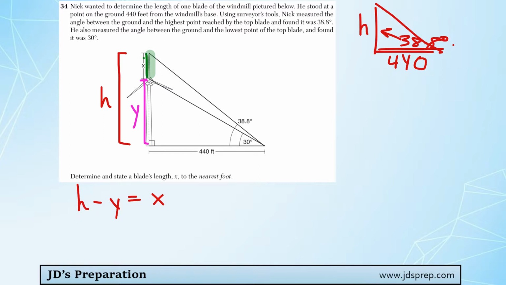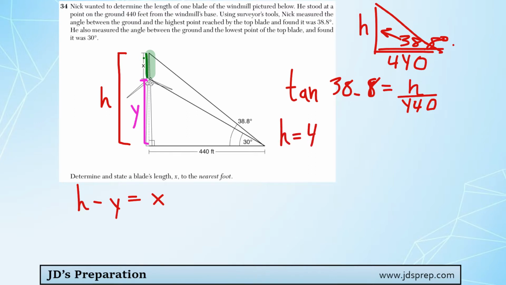So let's go ahead and write that out. Tan of 38.8 degrees is going to equal opposite, which is our h, over 440. So to solve for h, we're going to multiply.